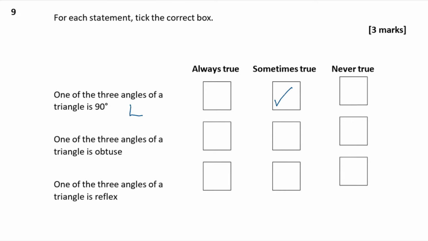Okay? So I can have a right-angled triangle. That would be true. I could have an equilateral triangle. That would not be true. Okay, so I can find examples of both.